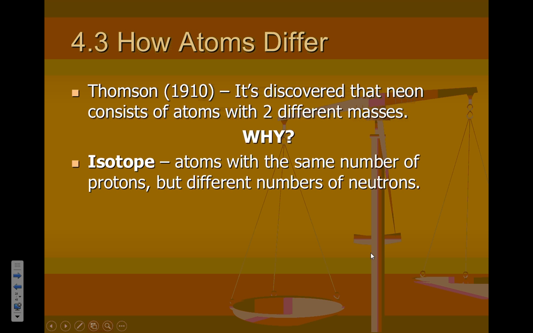He discovered the concept of isotopes. Isotopes are atoms with the same number of protons, but different numbers of neutrons. So an isotope of an element has the same number of protons, so the same element, but different numbers of neutrons in its nucleus.